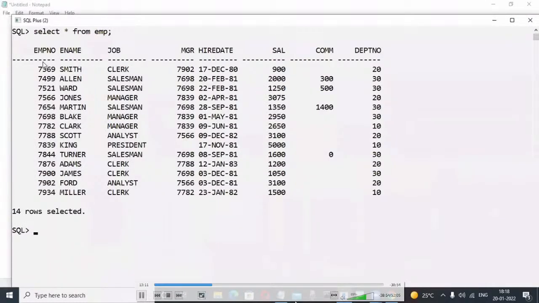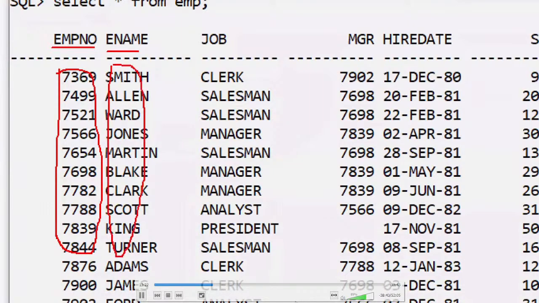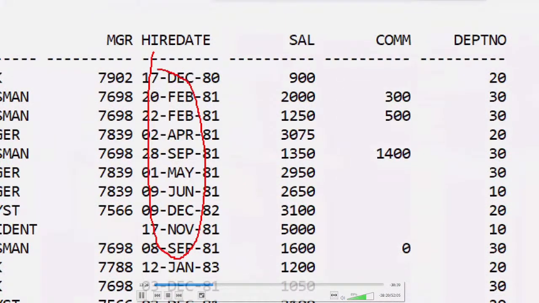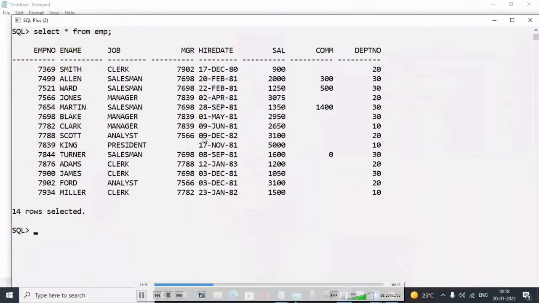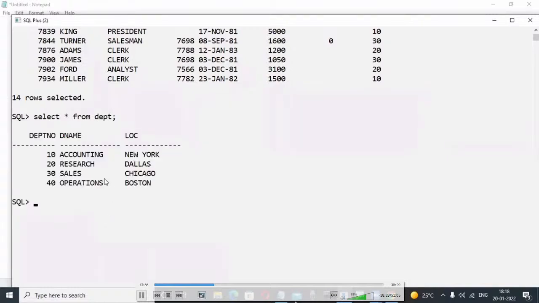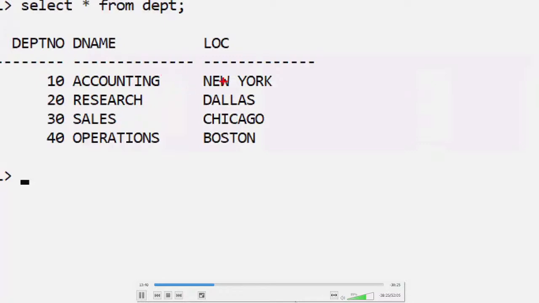Slowly observe here, this is a matrix format. Here, employee number: in this column only numbers are available. In this column only characters are available. In this column only dates are available. That's why, observe, the data is stored in a structured manner. Anything we observe in a relational database is structured data, a structured collection of data.